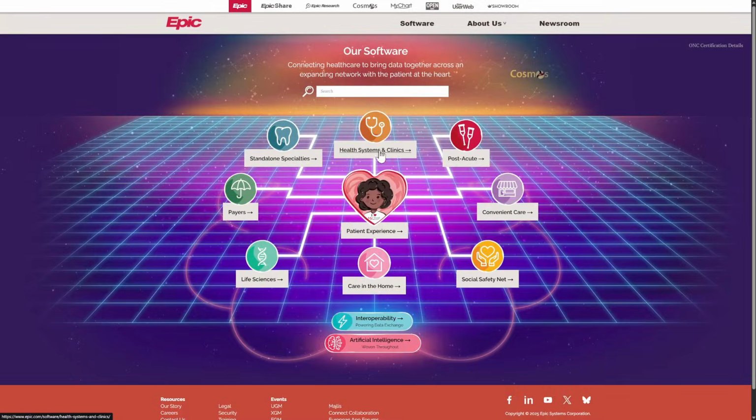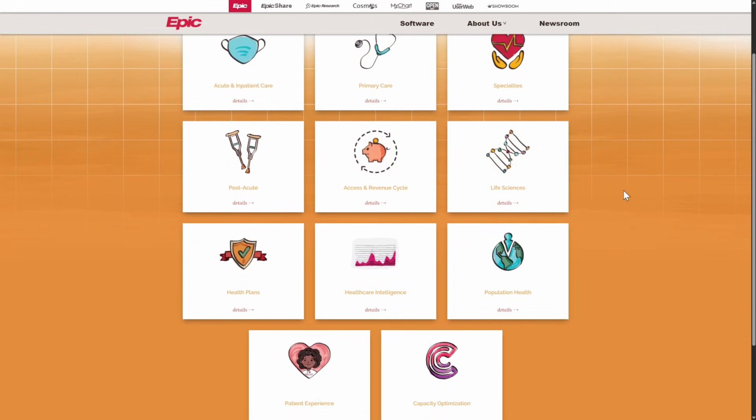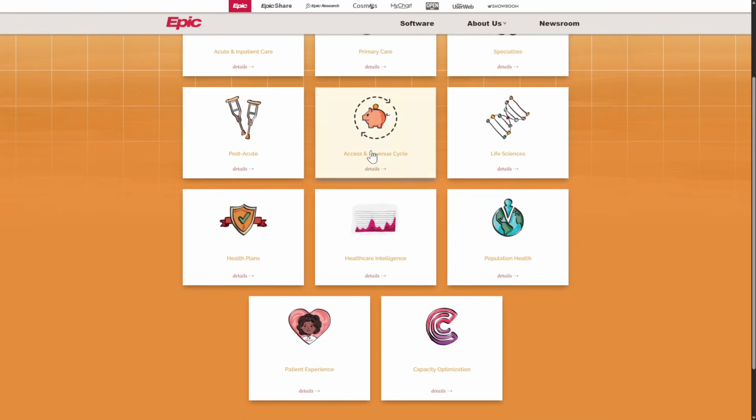Next is the Health Systems and Clinics category. This is the core area used by large hospitals, outpatient clinics, and multi-department health systems. It supports scheduling, care documentation, billing, reporting, and revenue cycle management. Epic's main software, called Hyperspace, operates in this environment. Hospitals rely on this platform for daily operations across primary care, specialty care, emergency services, inpatient units, and outpatient departments.